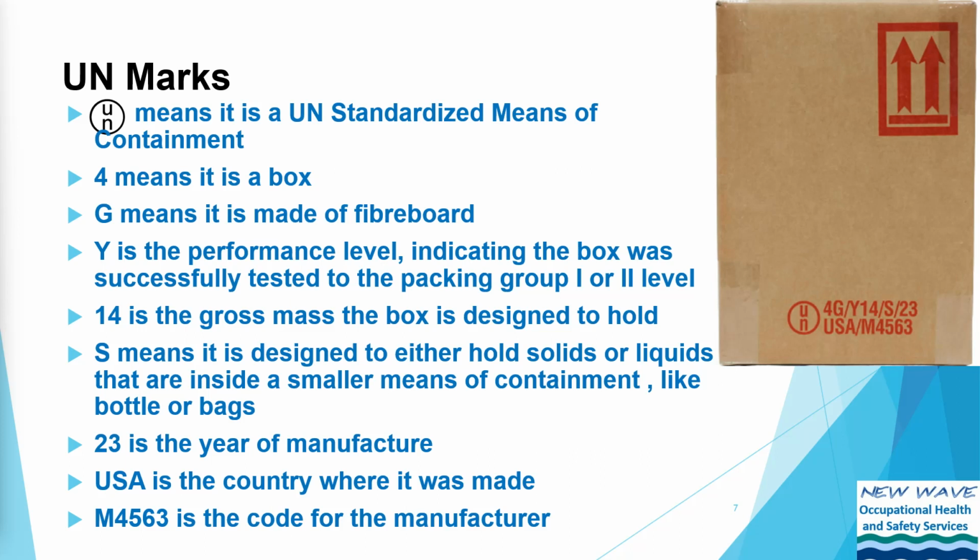In this case, the markings are read as follows. The UN symbol means it is a UN standardized means of containment. 4 means it is a box. G means it is made of fiberboard, or more commonly called cardboard in Canada. Y is the performance level, indicating the box was successfully tested to the packing group 1 or 2 level. 14 is the gross mass the box is designed to hold in kilograms. S means it is designed to hold either solids or liquids that are inside a smaller means of containment, like bottles or bags. 23 is the year of manufacture.